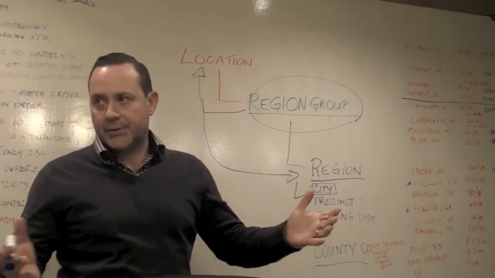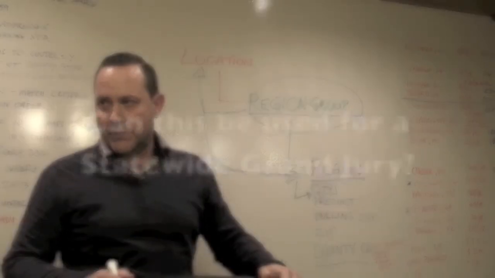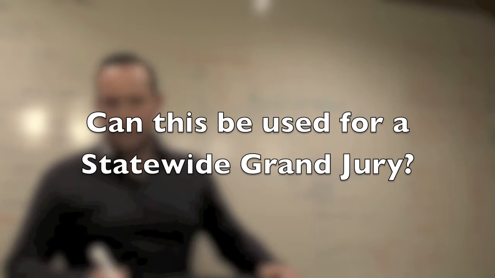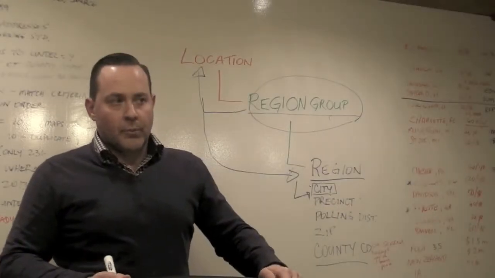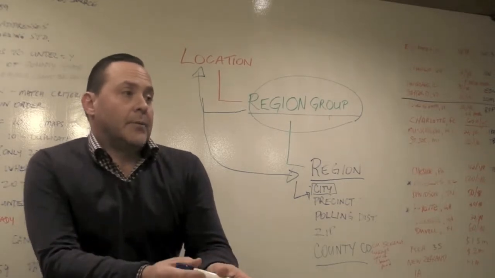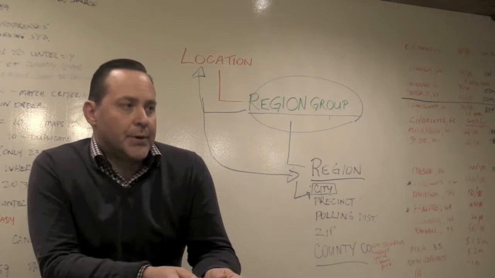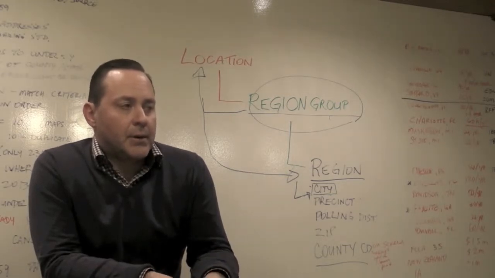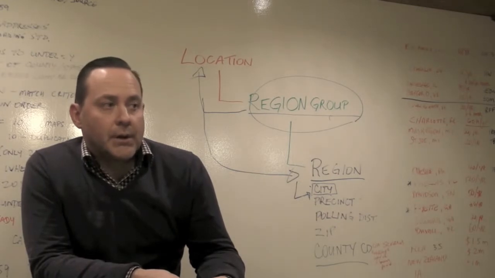And if you're a super user and you have access to more than one location, it will show you multiple locations as well. So you're saying this might be used for something like a statewide grand jury instance? Yeah, that's a good example. If you're in one location but you're a super user and you need to select from multiple counties, that might be another instance where you would use that function.